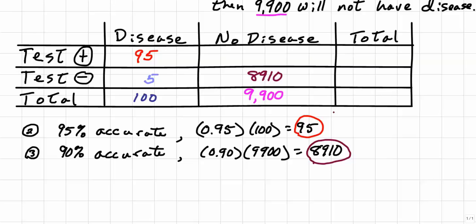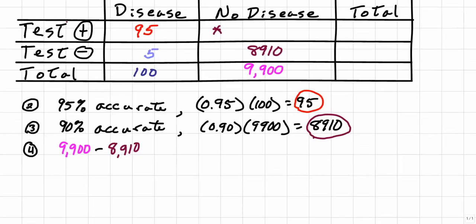For this part right here where I'm putting the asterisk, we're going to need to do step number 4, and that's simply going to be to take 9,900, which is the total number of people who do not have the disease, and subtract from that the 8,910 people that do not have the disease and were tested correctly. That's going to yield a new value of 990. And this 990 is going to go right up in here.